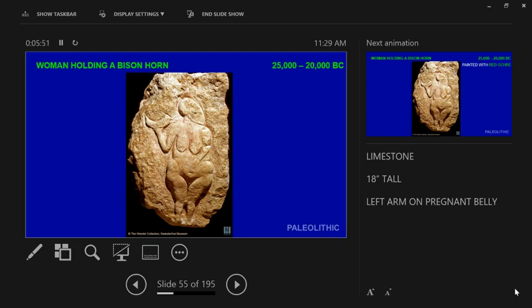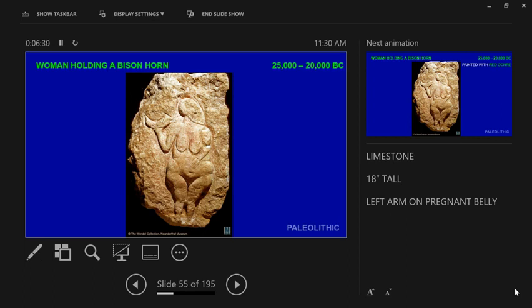Now, look at her body type. What does that remind you of? Yes, right. It is Venus of Willendorf. So, taking what you know from Venus of Willendorf, what can you say about this woman? Right. What's the fancy word for preparing for childbirth or fertility? Right. So we're looking at probably a fertility goddess. Her left hand is resting on her pregnant belly.